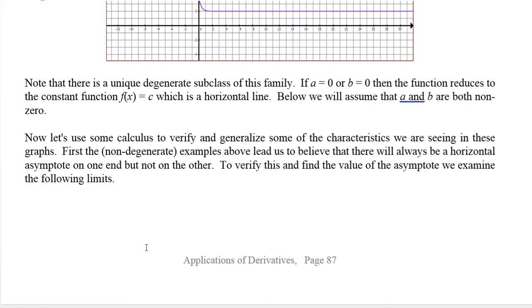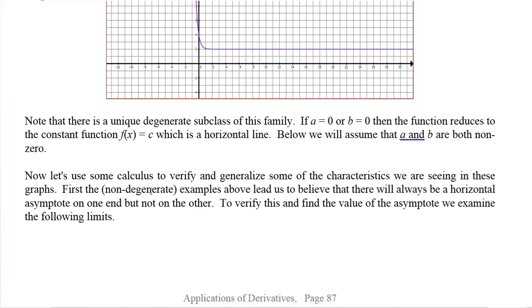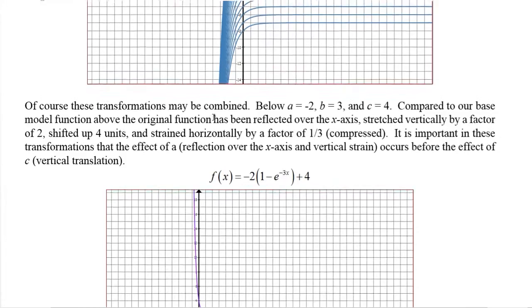In a way, this is a degenerate subclass because it would be much easier to write the formula as just y equals c for those functions. So below we will assume a and b are both non-zero most of the time. Okay. Now so far we've just been graphing some things and describing that, and we've used a little algebra to explain what's going on in terms of transformations. Now let's use some calculus to verify and generalize some of the characteristics that we've been seeing in these graphs.